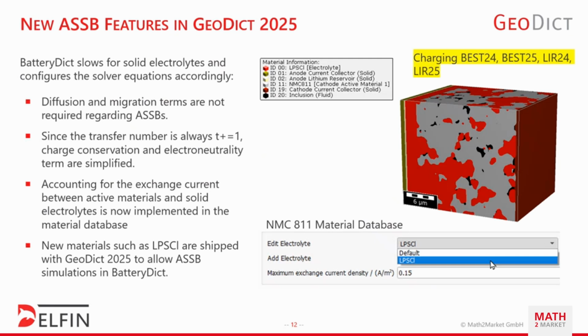The exchange current density between the active material and the solid electrolyte is implemented in the material database. So when you, for example, pick NMC811 and we have the available data with us, we implement this into our database. So you can pick LPSCl as your electrolyte with the maximum exchange current density, which we have evaluated for this substance. And of course, you can also add your own electrolytes into this calculation. So these materials, namely NMC811 together with LPSCl, will be shipped with GeoDict 2025 and allow you to do the simulations in BatteryDict.